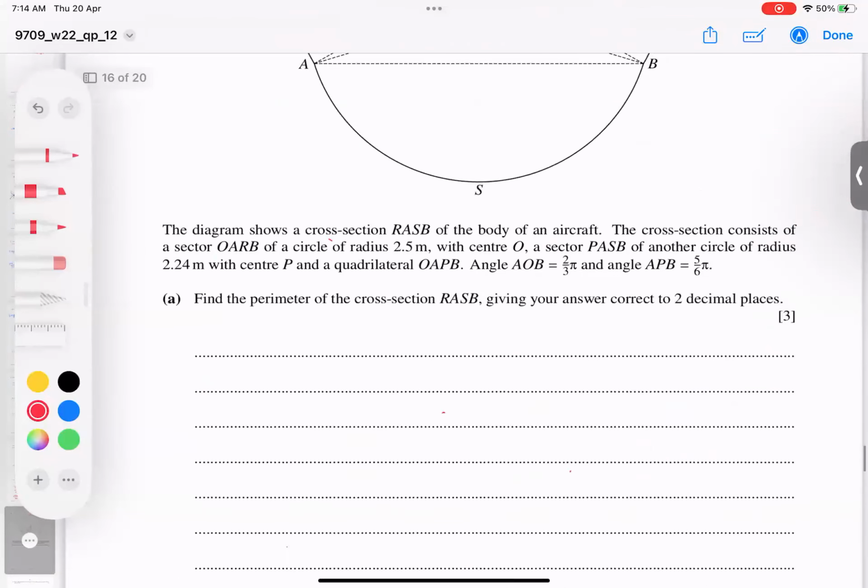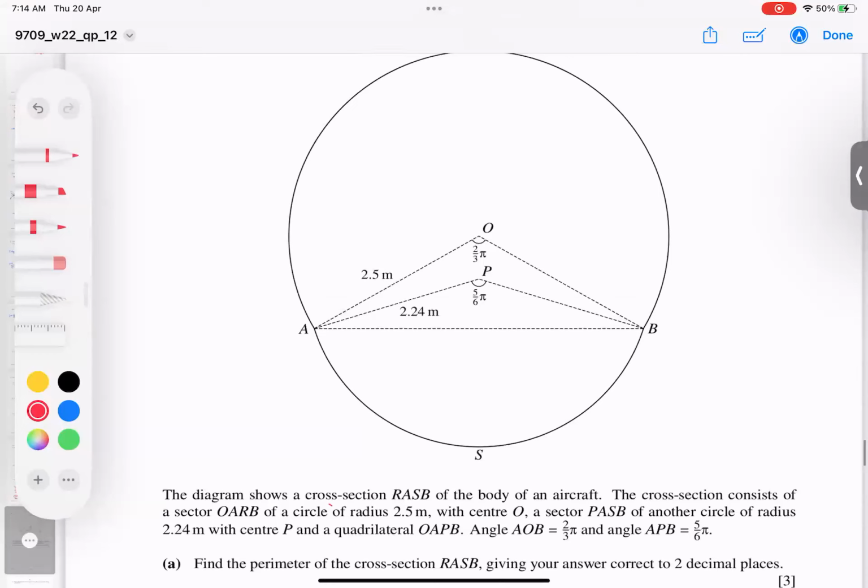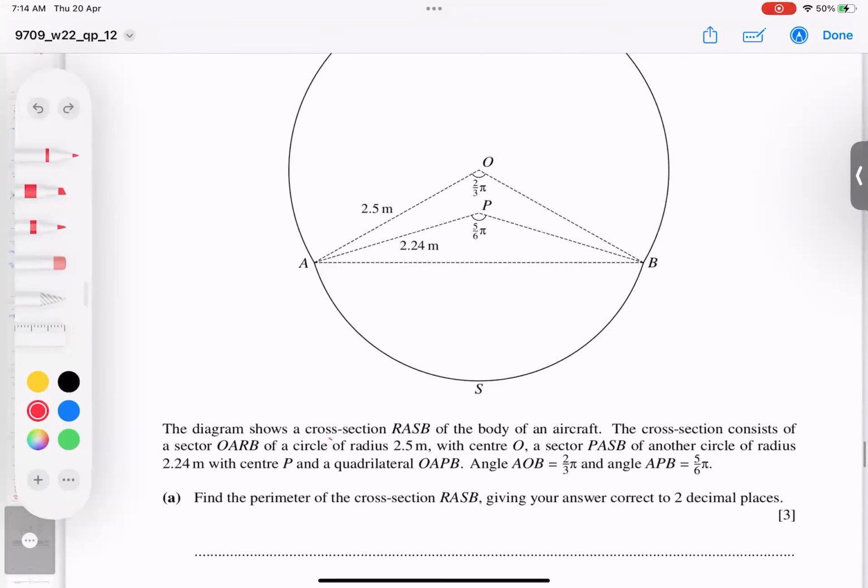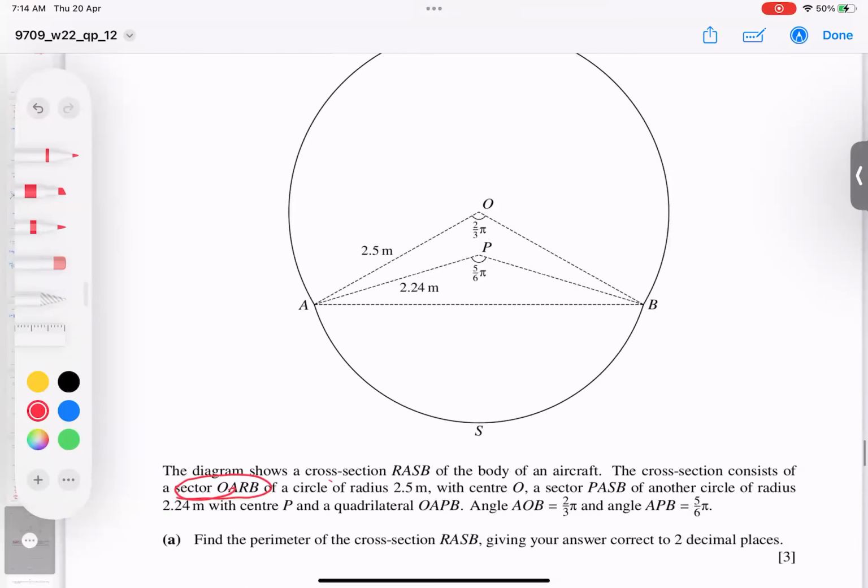Question number 10. If you look carefully, this arc length is centered at O, and this arc length is centered at P. How come? Look here, angle APB. I think it is better to read the statement. Sector OARB. This is an important statement, sector OARB.